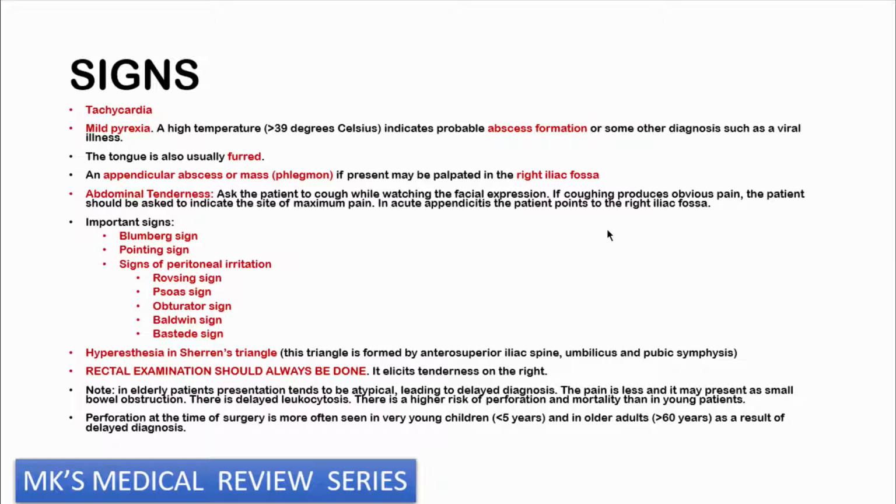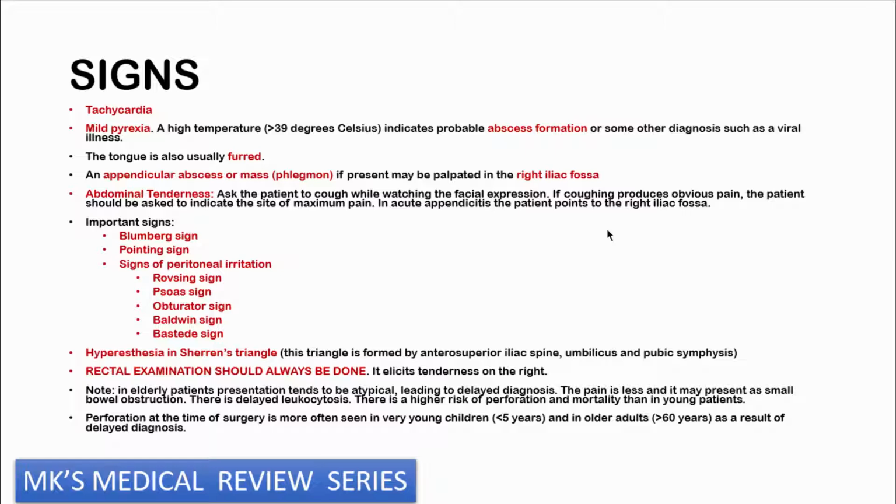And a rectal examination must always be done in patients with suspected appendicitis. It may elicit tenderness on the right. And in an elderly individual that's presenting with appendicitis, there may not be typical signs of appendicitis, so there may be a delay in the diagnosis because the pain is often less and it may present as a small bowel obstruction.